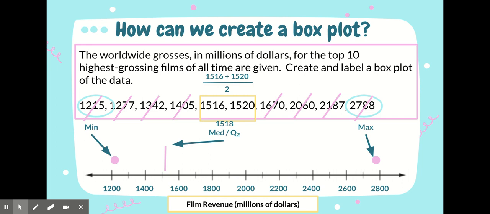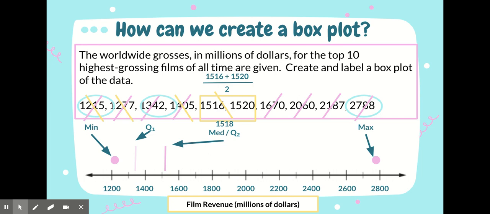Now I'm going to find the median of the lower half and the median of the upper half. So the median of the lower half, if we continue to cross things out, we use 1516 since we didn't use that for the median. So I'm going to cross out 2 at a time until I get to the center, which is 1342. 1342 is our quartile 1, and I'm going to put a vertical line there.